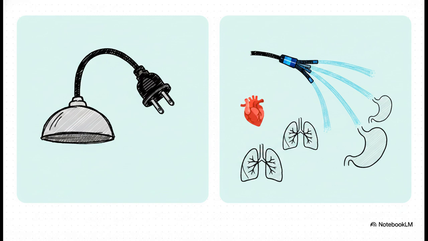On the right, we have the vagus nerves, cranial nerve 10. Think of this one as your body's high-speed internet cable. It provides unconscious, parasympathetic control to your heart rate, your lungs, and even your gut.